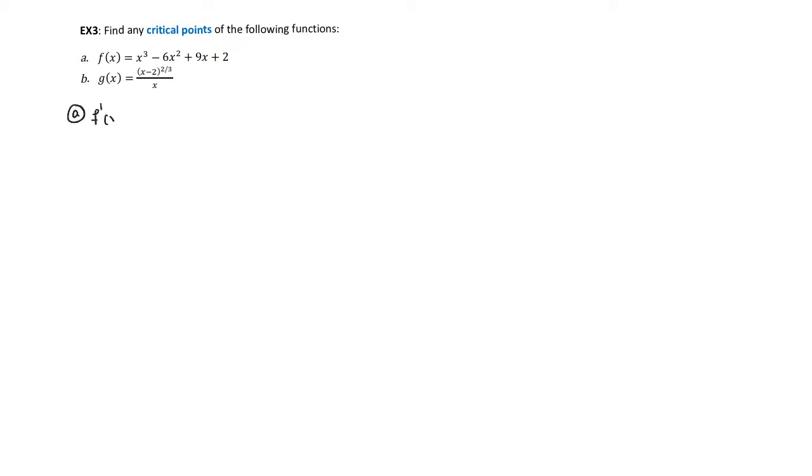f prime of x is going to be equal to 3x squared minus 12x plus 9. And then factoring 3 out, that will give us 3 times (x squared minus 4x plus 3). And then factoring the quadratic, this will be x minus 1 as the first factor and x minus 3 as the other factor. So then this is f prime of x.